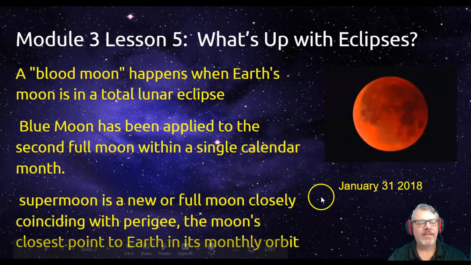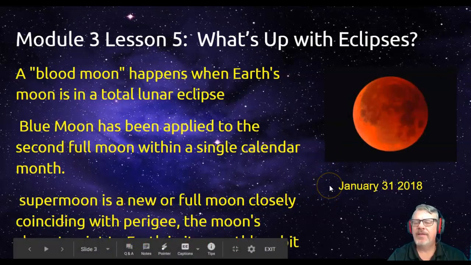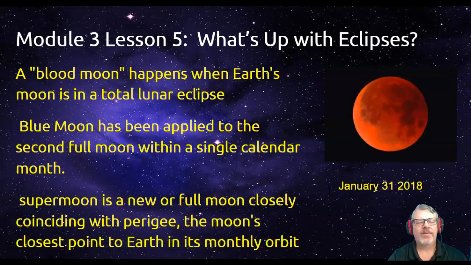And then the third thing was a super moon. A super moon is when the moon is closer in its orbit than at any other time, so it appears to be larger. So that was a super blue blood moon.